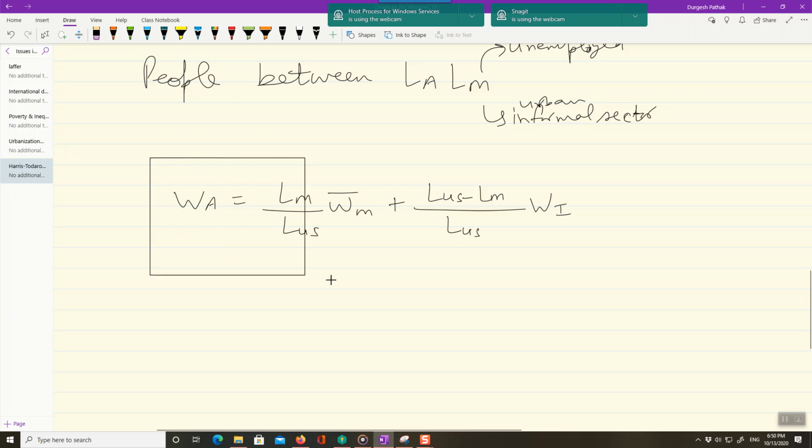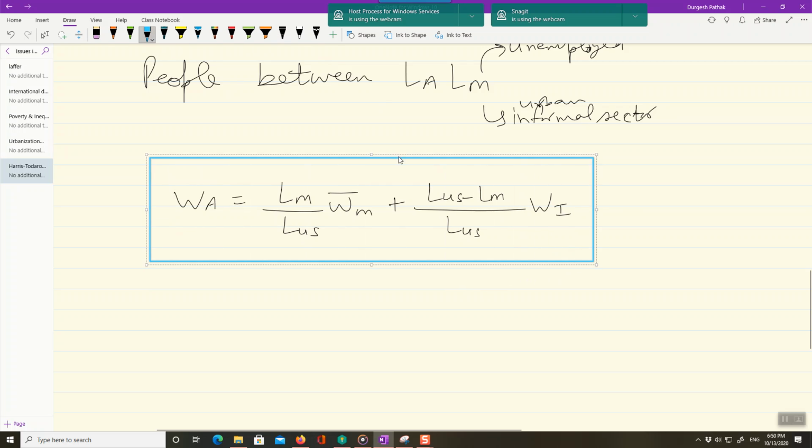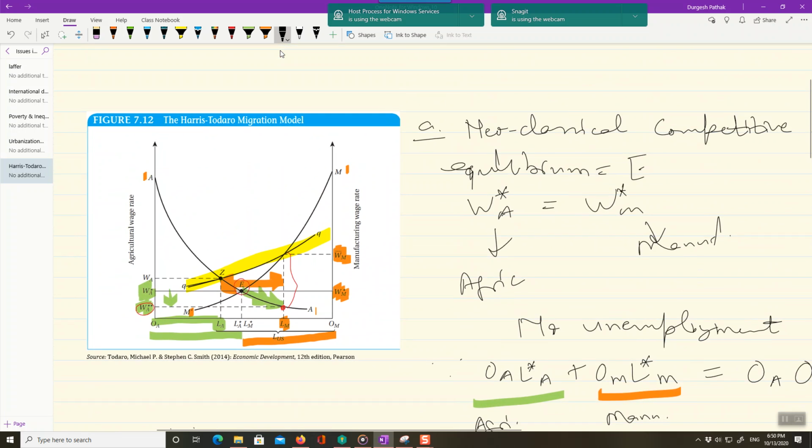So this will be the complete equation for this second kind of model, where we are bringing in the urban informal sector. I should write here that this is the urban informal sector wage. So this is interesting, right? Now this tells you that if people think they can earn this expected income, then they will be migrating. If they believe that they cannot earn this income, then they will not be migrating.